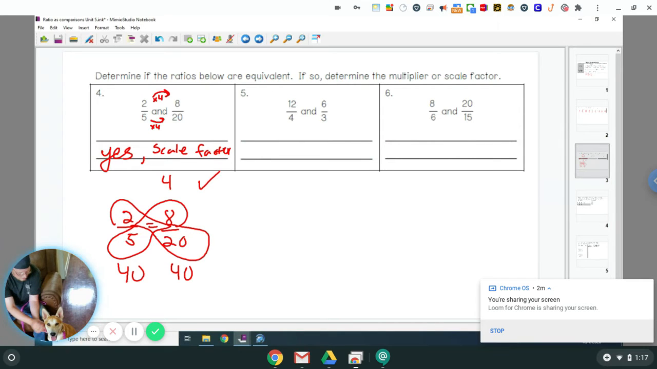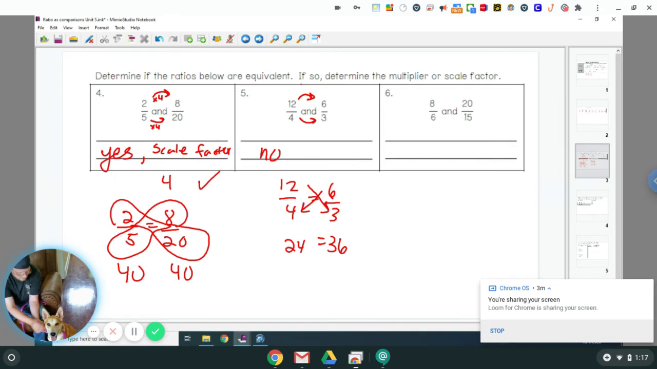Okay, so here we have 12/4 and 6/3. The way we get from 12 to 6 is by dividing it in half. And so 4 halved should be 2, so that's not correct. We can also check it by cross multiplying to see if they are equal to each other. So 6 times 4 is 24. 12 times 3 is 36. So since they don't equal each other, no, they're not equivalent.